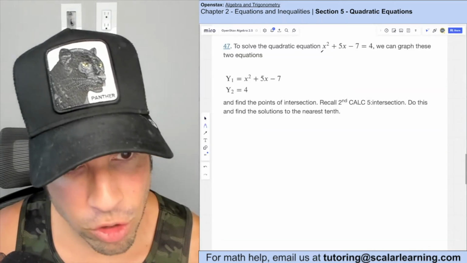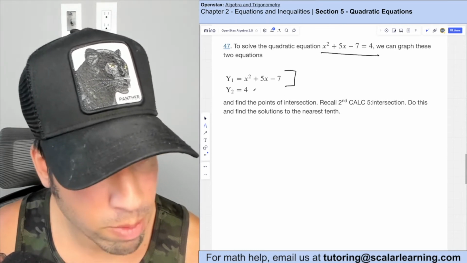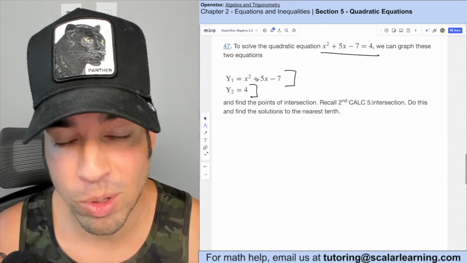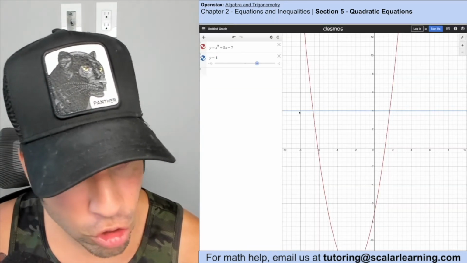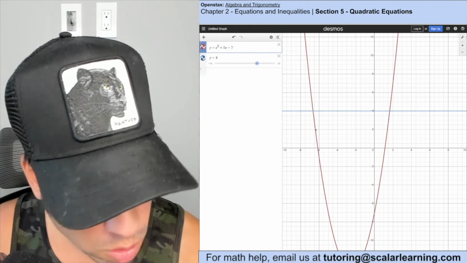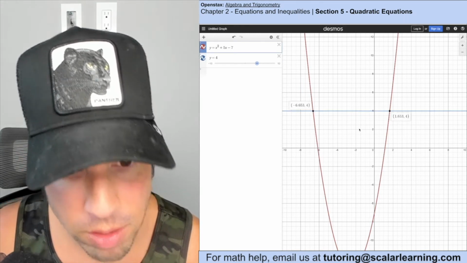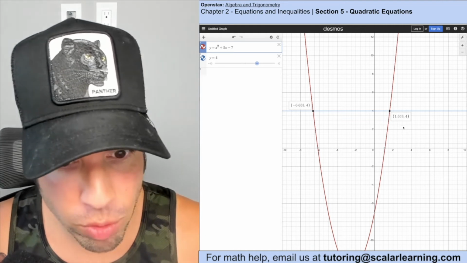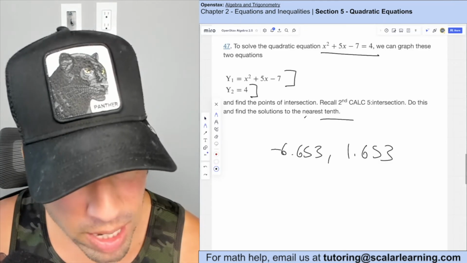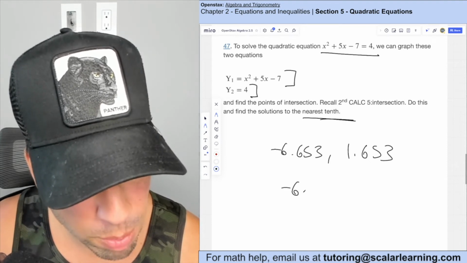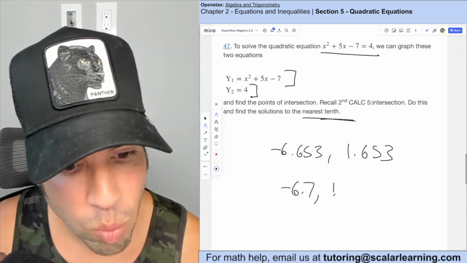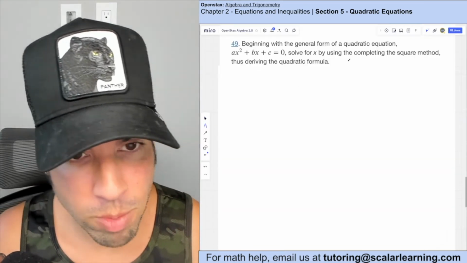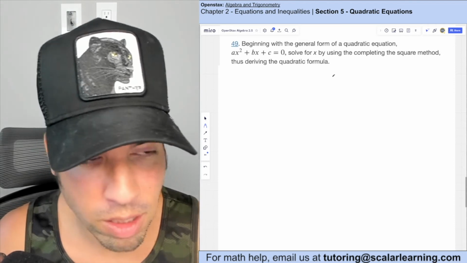To find the answer to this, they're recommending we graph both of these individually and then find the points of intersection. So I'm going to show you how to do this on Desmos. So now we can see the two equations. This is y equals 4. This one is the quadratic. We look at the intersection points. And when we find the solutions, we're looking for the x values. So it's negative 6.653 and 1.653. So this one has to round to the nearest tenth. So we say negative 6.7 and 1.7, boom.